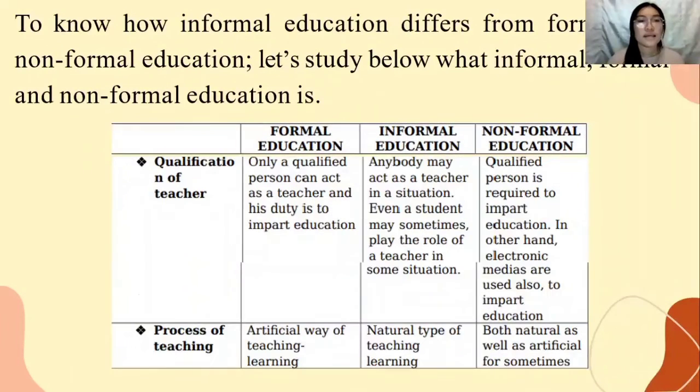Next. When it comes to qualification of teacher, in formal education, only a qualified person can act as a teacher and his duty is to impart education. And in informal education, anybody may act as a teacher in a situation. Even the students may sometimes play the role of a teacher in some situation. In non-formal education, a qualified person is required to impart education. On the other hand, electronic media are also used to impart education.